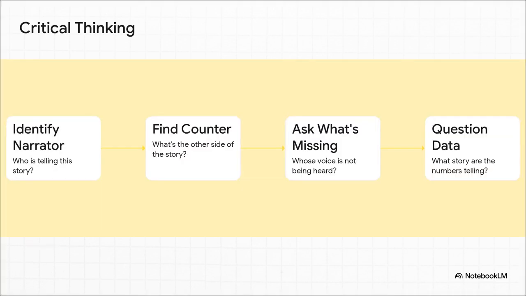So what's the big takeaway here? How do we use this? Well, we can empower ourselves with a kind of toolkit for critical thinking. Anytime you hear a story, see a news report, look at a chart, just ask these 4 questions. Who is telling this? Is there another side? Whose voice is missing? And if you're looking at data, what story are these numbers really being used to tell?